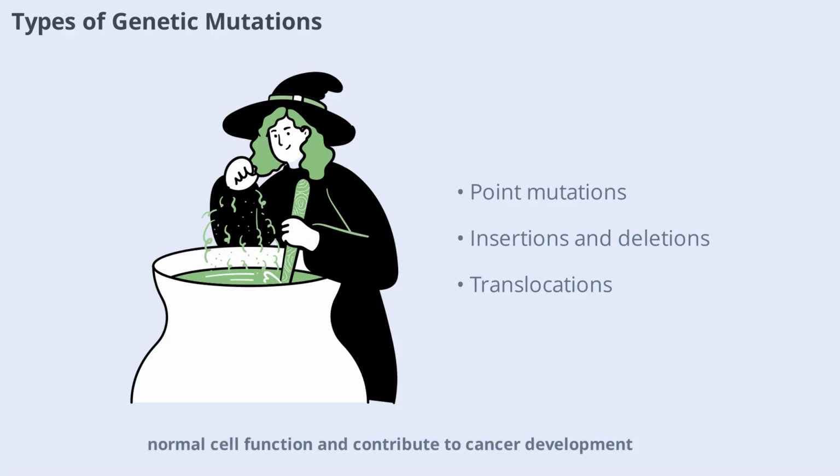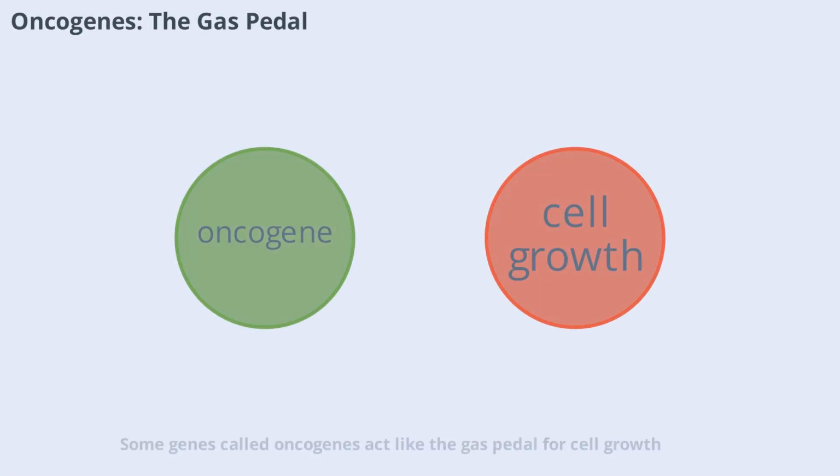contribute to cancer development. Some genes called oncogenes act like the gas pedal for cell growth. When these genes are mutated, they can become stuck in the on position, causing cells to divide rapidly. Normally, oncogenes help cells grow and heal, but when they're overactive, they drive the uncontrolled growth that's a hallmark of cancer. Understanding oncogenes has helped scientists develop targeted therapies that can slow down or stop cancer growth.